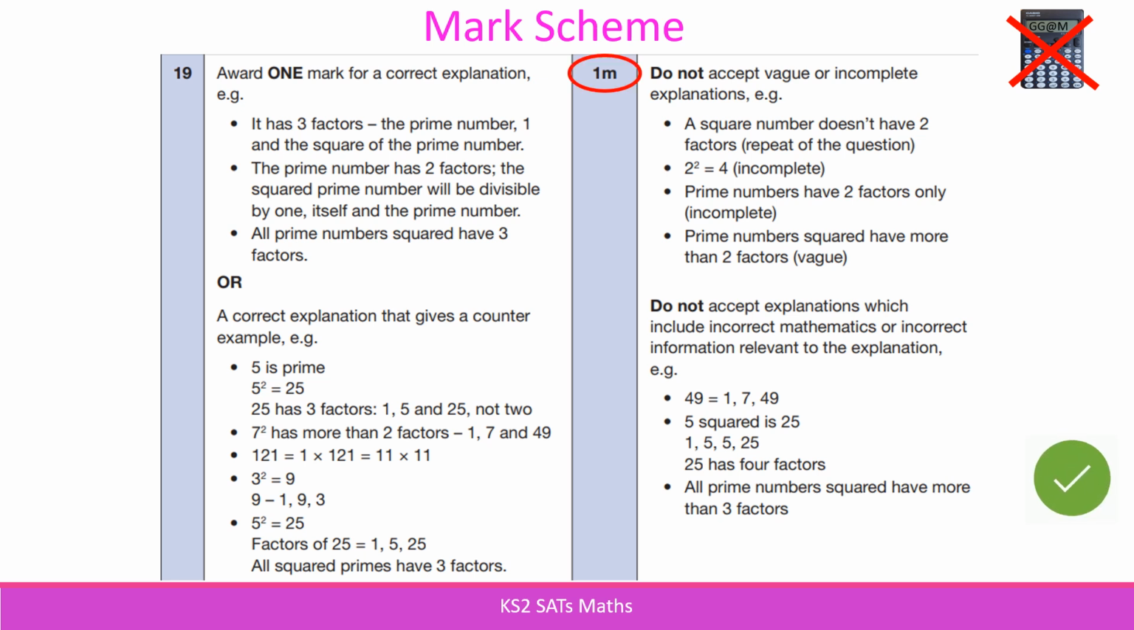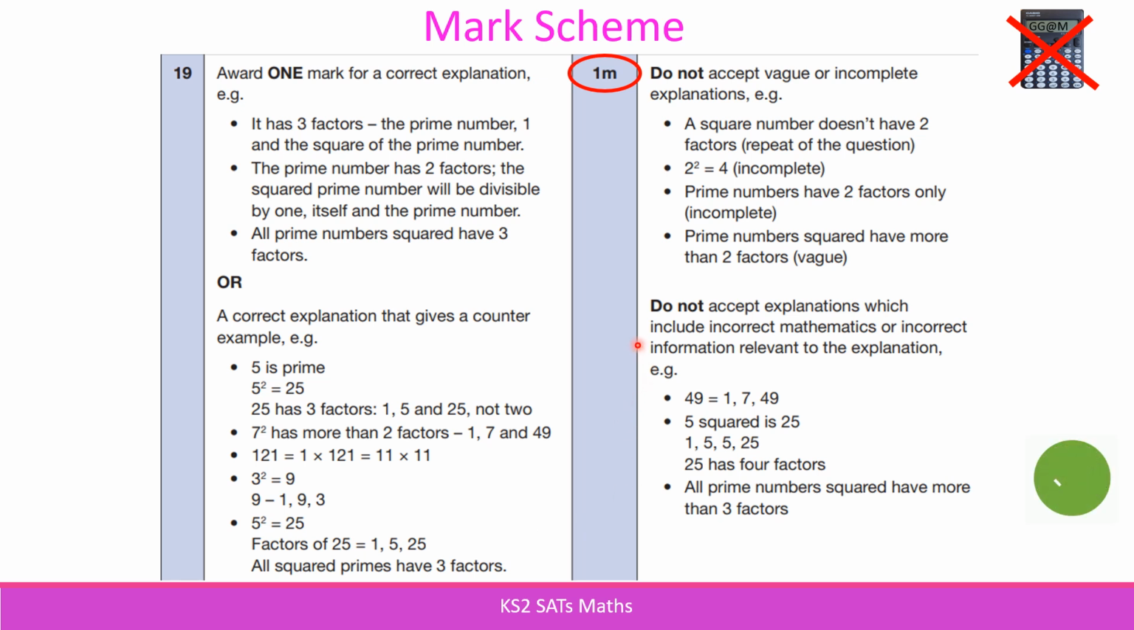The mark scheme on this question shows there's 1 M, which means 1 method mark. You can see it's very wordy on the mark scheme because lots of people can choose lots of different ways to be able to do this. The easiest way to do it is by using a number example to be able to get the answer out. And you've got a few different examples here you could have used. It does say over here, do not accept the reasons which have been given here. So a square number doesn't have 2 factors, a repeat of the question, or 2 squared is 4 and it's not complete, or prime numbers have 2 factors only, again it's not complete. You need to give the full explanation over here to get the full marks.